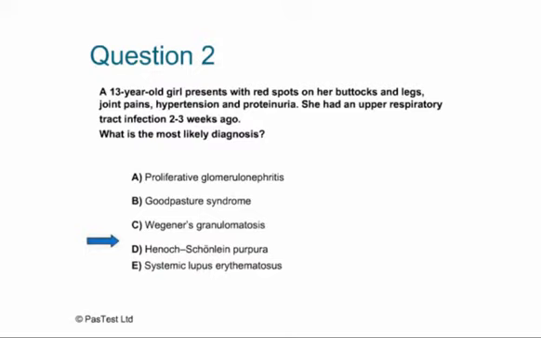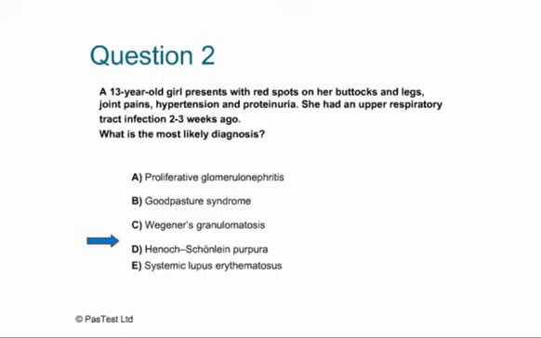So we've got a 13-year-old girl here, and the key things are the red spots on her buttocks and legs, which is describing the typical rash of HSP. She has joint pains, which we see in HSP, and she has hypertension and proteinuria, both of which are features of HSP. She also has had an upper respiratory tract infection, which is a common antecedent to that condition.